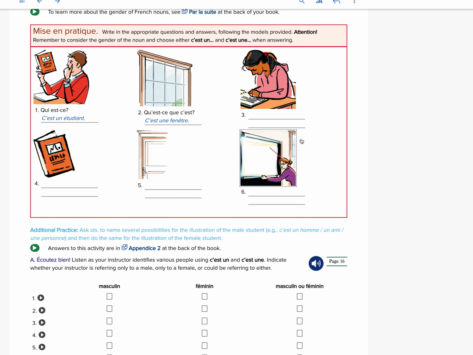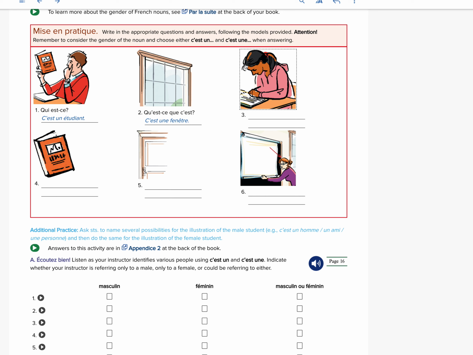So when you see this exercise, what's the question that you need to ask? If you see a person, qui est-ce? If you see an object, qu'est-ce que c'est? The answer is c'est un étudiant. It is a student. C'est un étudiant. Qu'est-ce que c'est? C'est une fenêtre. C'est un, masculine. C'est une, feminine.